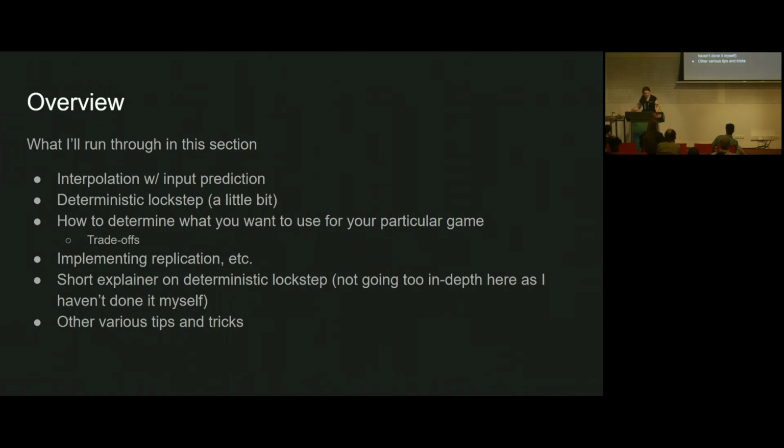What I'm going to run through in multiplayer architecture is interpolation with input prediction, and a little bit of deterministic lockstep. I'm going to provide you with how to determine what architecture is suitable for your game and the trade-offs that each makes. There's going to be a little bit on implementing interpolation, and then a short explainer on deterministic lockstep. I haven't done it myself, so that part of the presentation is very much based on research. And then a few other tips and tricks.